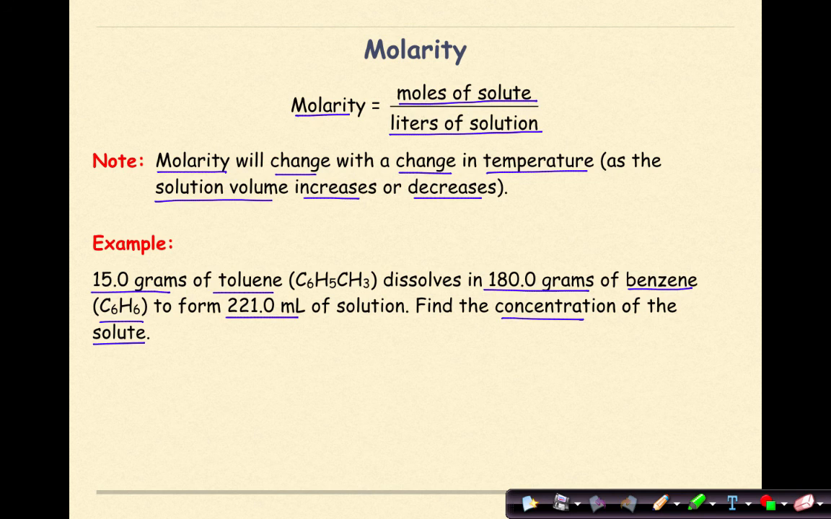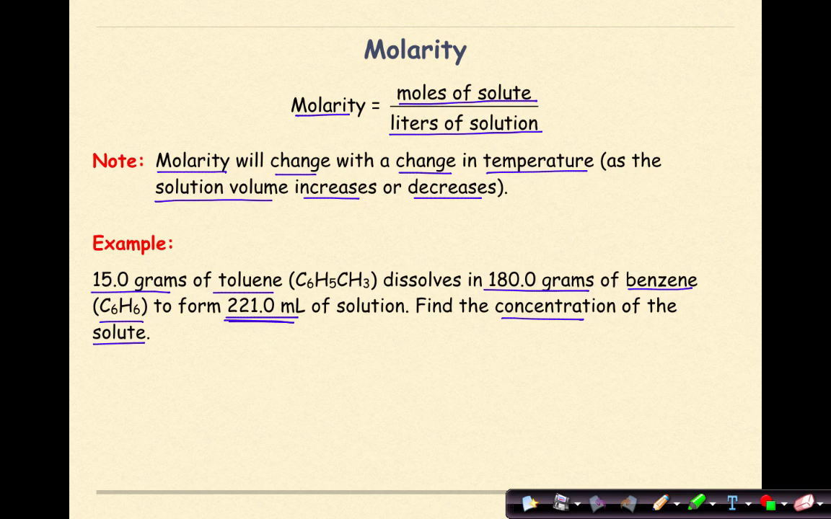Now, I know some of you might be saying, wait a second, that doesn't work out. How did you get 15 plus 180 and get 221 milliliters of solution? Let's just put it out there that maybe there was a density issue going on here that's not really related in the problem. But you know what? Let's just roll with it. So the 15 grams of toluene is going to be our solute, and the benzene is going to be our solvent, and they do give us a total volume of solution.